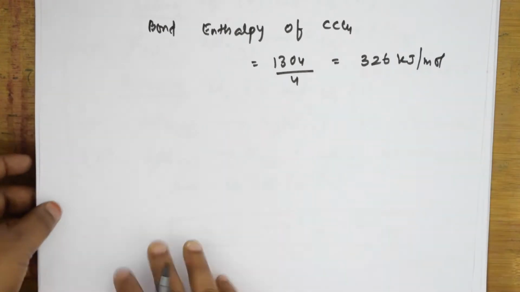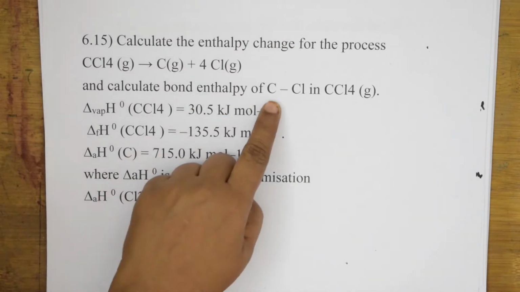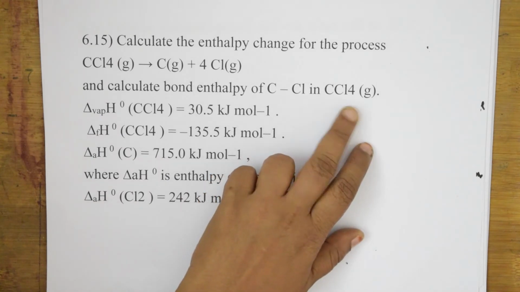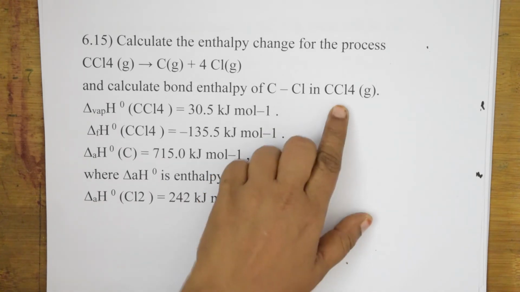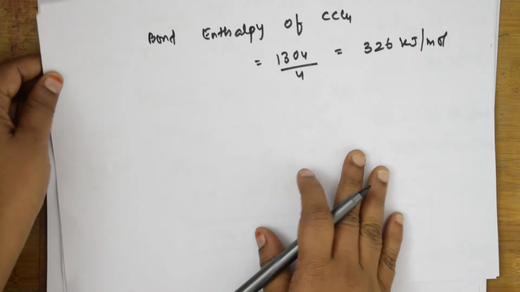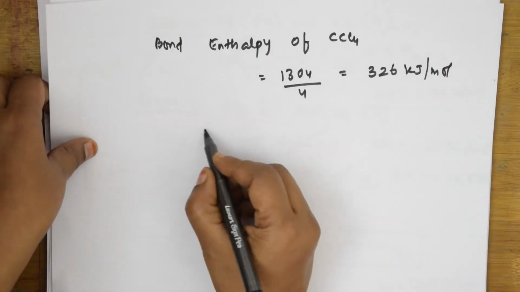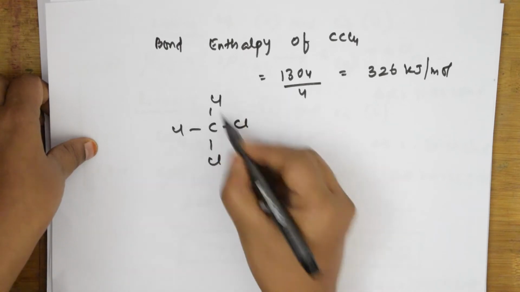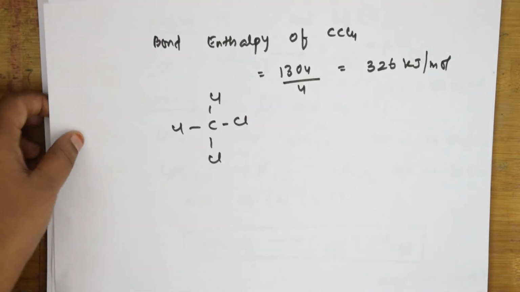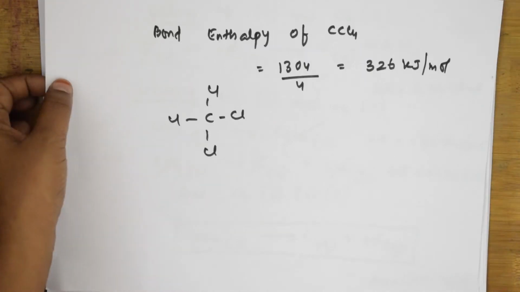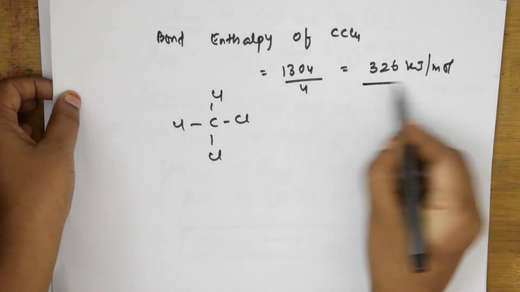Why did I take 4 here? What did they ask me? They've asked me to calculate the bond enthalpy of C-Cl in CCl4. How many are there? Bond enthalpy of C-Cl. So C-Cl bonds are 4 in this, so I divided by 4. Because there are 4 bonds, isn't it? In CCl4, this is like C with Cl, so 1, 2, 3, 4. So the answer is 326 kilojoules per mole. I got this 1304 by adding, multiplying, dividing everything. So this is the final answer.